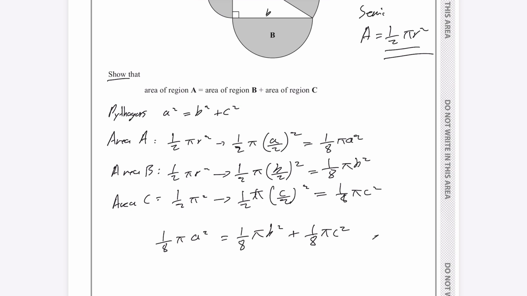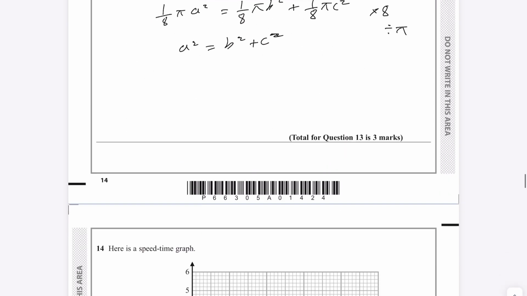And now I can times each side by 8 and divide it by pi. That will cancel out the 8 and the pi and leave me with a squared is equal to b squared plus c squared. And that is my proof.